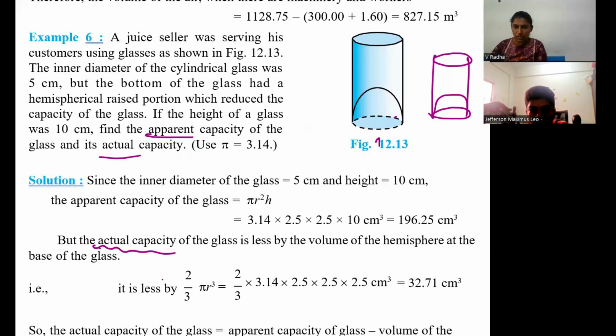So actual capacity means just the volume of the hemisphere at the base of the glass. It is less than the volume of the full cylinder by 2/3 pi r cube. Actual capacity of the glass equals apparent capacity of the glass minus the volume of the hemisphere. Apparent means just the cylinder portion only. Are you okay with the question or have a doubt? No, ma'am, no doubts. This question is very important for KSV also. Please do this question as homework and send it to me.